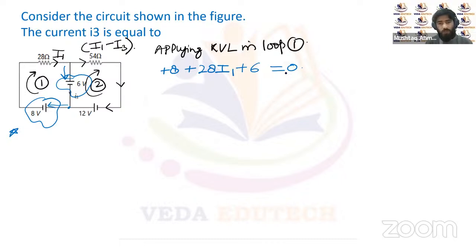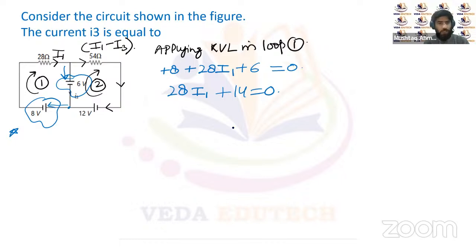So this is our first equation. I can simplify it: 14I1 plus 14 equals 0. Sorry, it will be 28I1 plus 14, that's equal to 0.